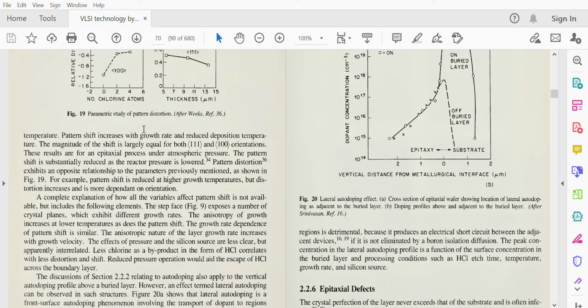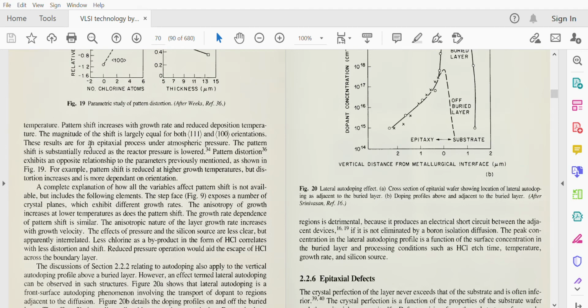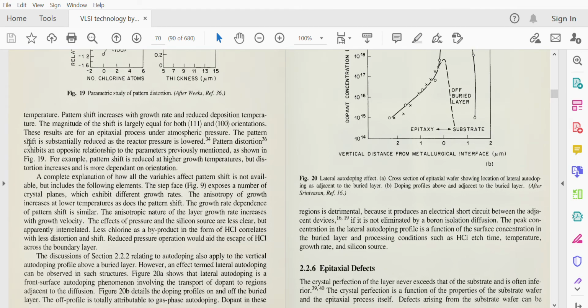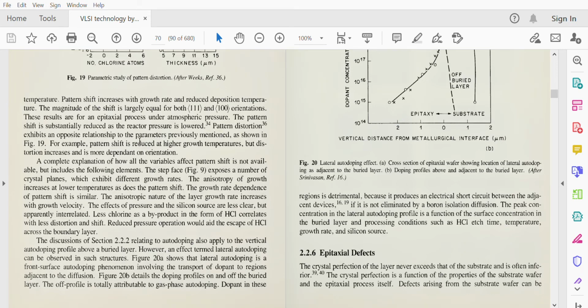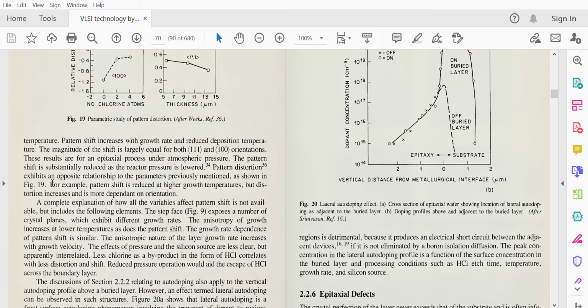Pattern shift increases with growth rate and reduced deposition temperature. The magnitude of the shift is largely equal for both 111 and 100 orientation. These results are for an epitaxial process under atmospheric pressure. The pattern shift is substantially reduced as the reactor pressure is lowered. Pattern distortion exhibits an opposing relation to the parameters previously mentioned. As shown in figure 19, for example, pattern shift is reduced at a higher growth temperature, but distortion increases and is more dependent on orientation.